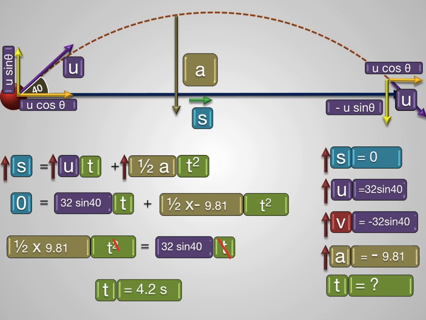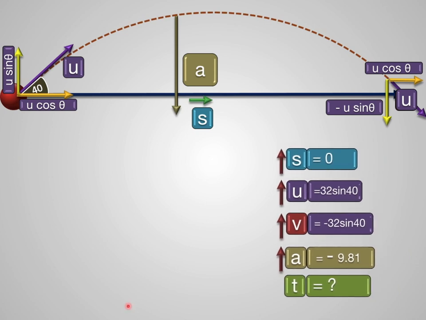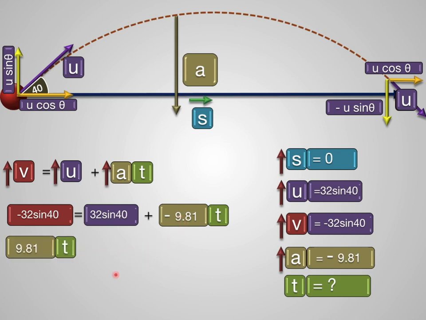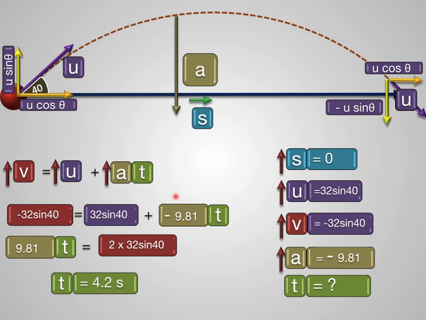Now I'm going to show you how to use the other equation, that is v equal to u plus at. Again, the quantities are the same. I'm going to use v equal to u plus at in the vertical direction, everything vertical. The vertical final velocity is minus 32 sin 40 if you have taken initial as plus 32 sin 40, and acceleration is minus 9.81. So I'm going to bring all the negative things to the other side. Every negative will become positive: 32 sin 40 plus 32 sin 40. Now you can make t the subject and you get the same answer.